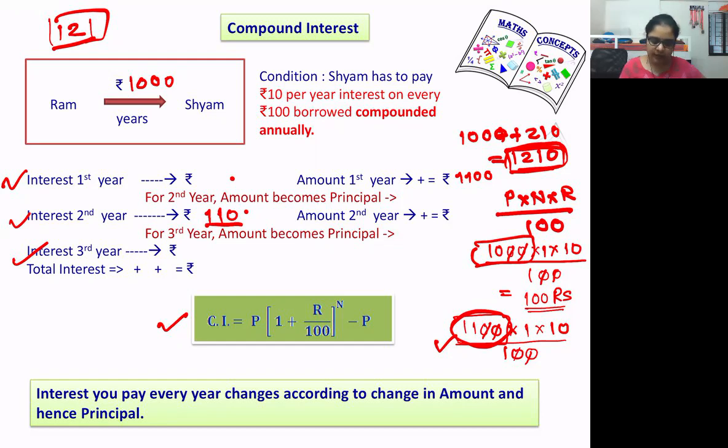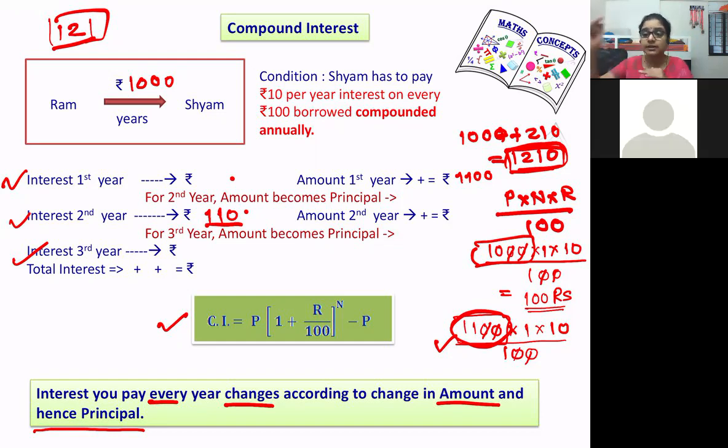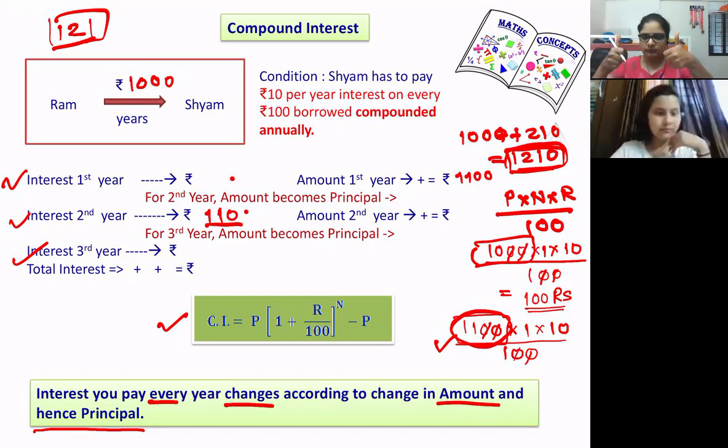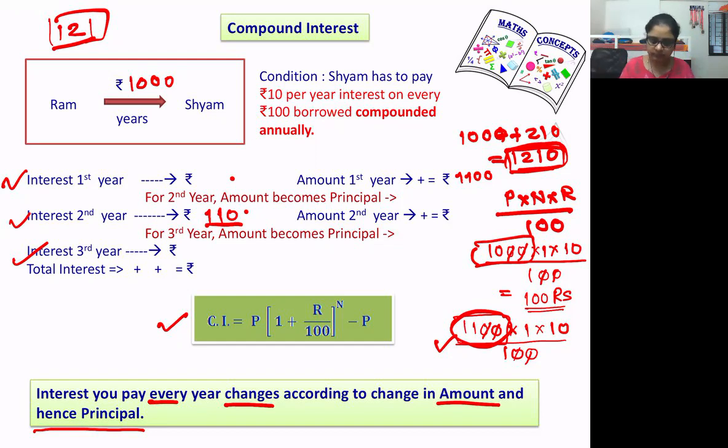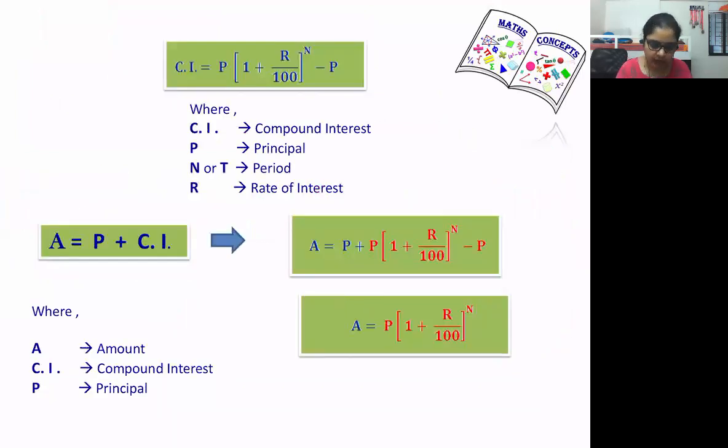Remember, the interest you pay every year changes according to the change in amount and hence principal. This compound interest changes every year. In case of simple interest, it was the same every year: 100, 100, 100. Compound interest changes every year. It goes on increasing. Okay? So this is the formula for compound interest.